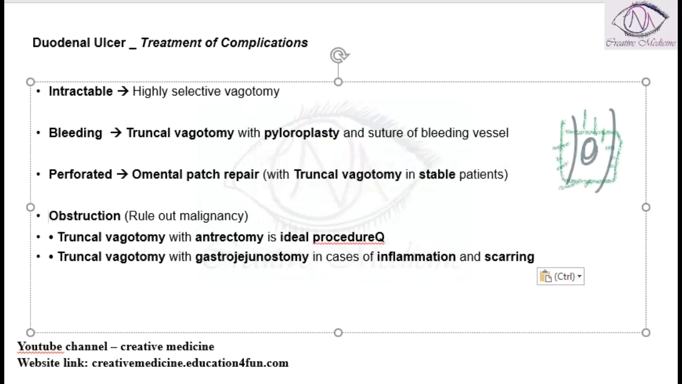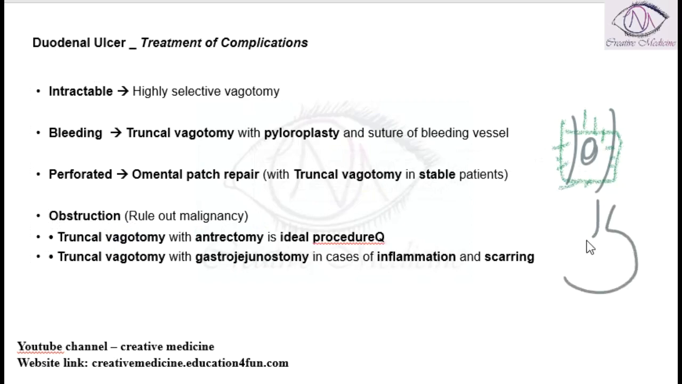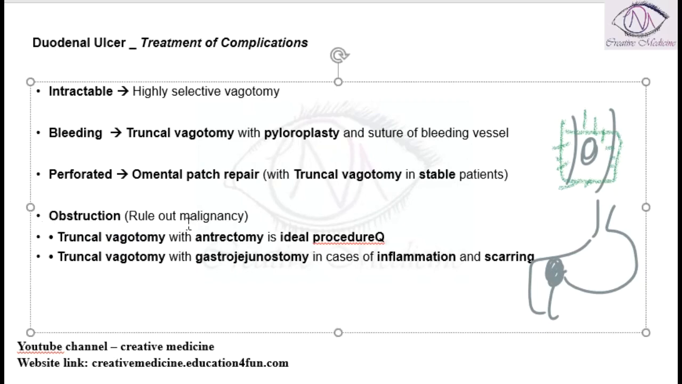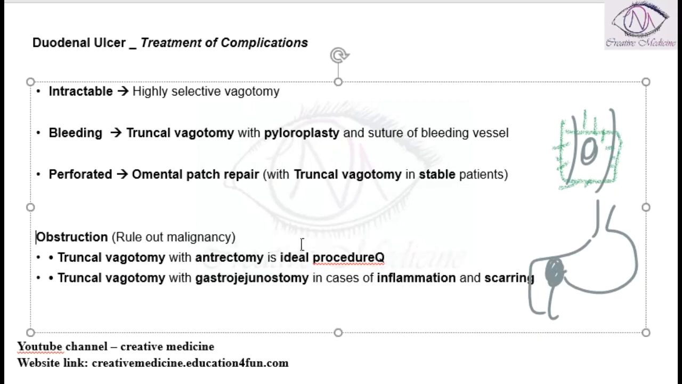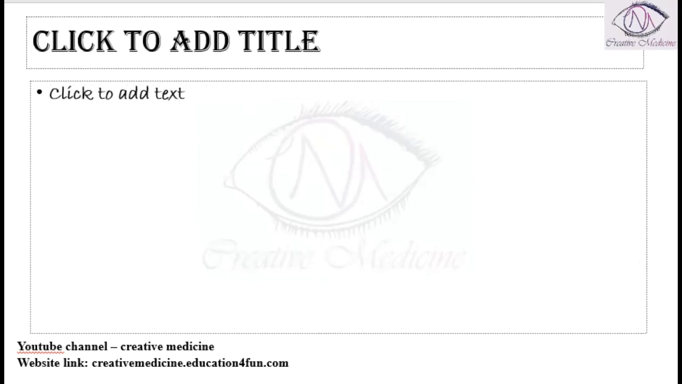Then if there is obstruction of the gastroduodenal region, like gastric outlet obstruction, if there is an ulcer causing obstruction, first and foremost, we should rule out malignancy. After ruling out malignancy, the ideal procedure for gastric outlet obstruction is truncal vagotomy with antrectomy. We can also do a truncal vagotomy with gastrojejunostomy in cases of inflammation and scarring.